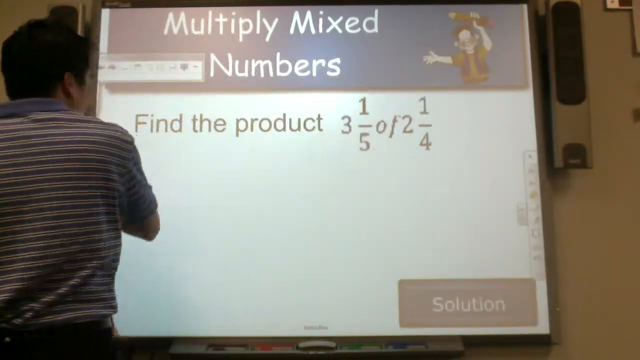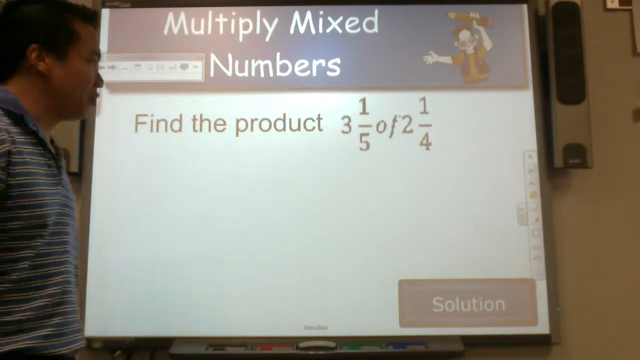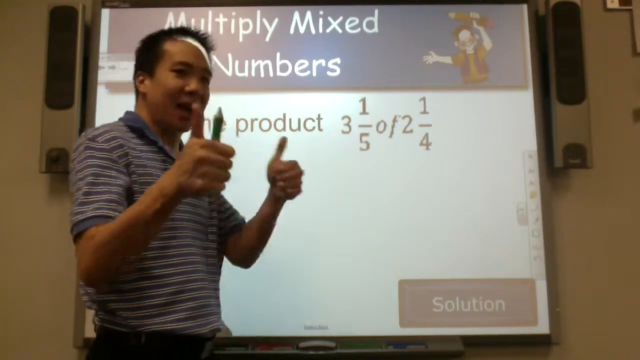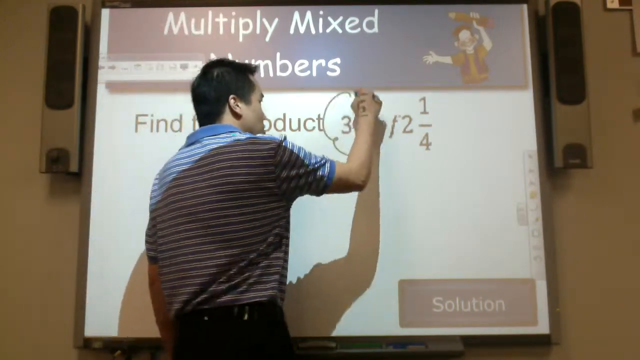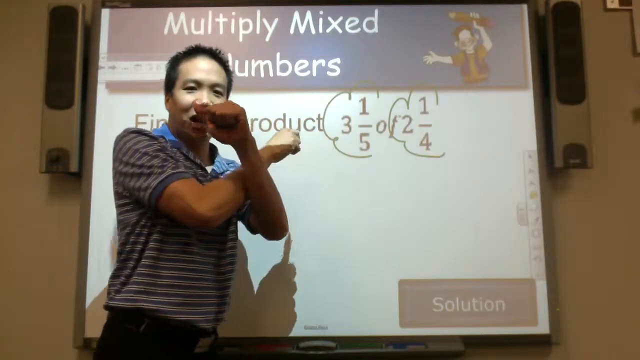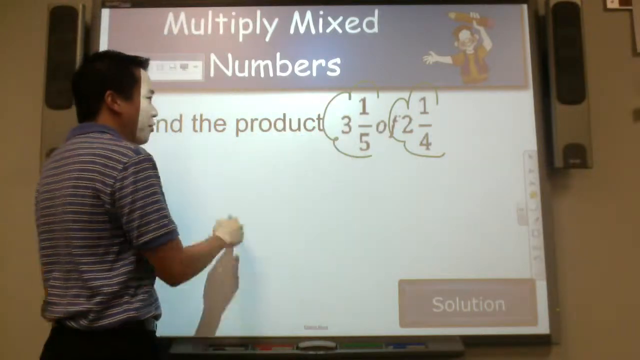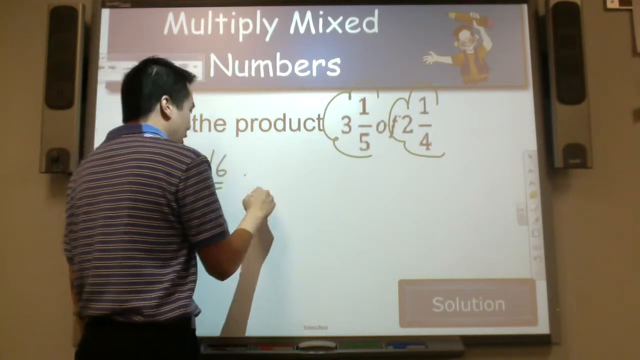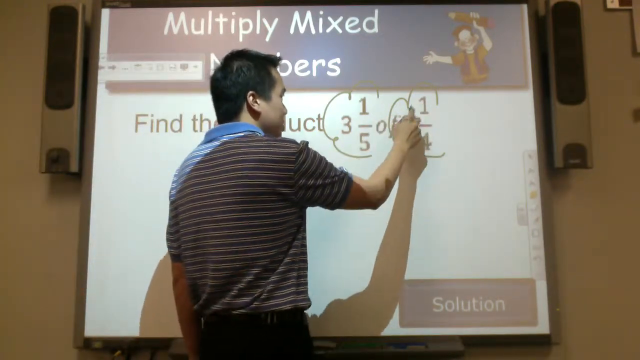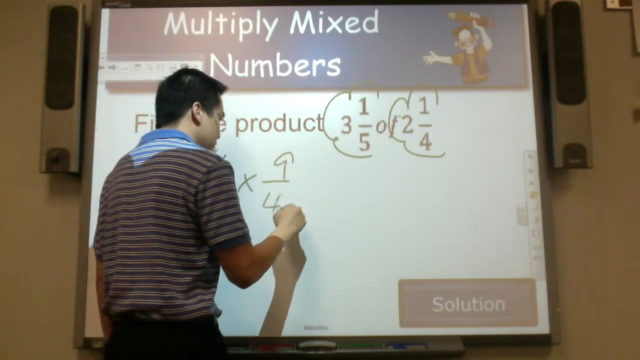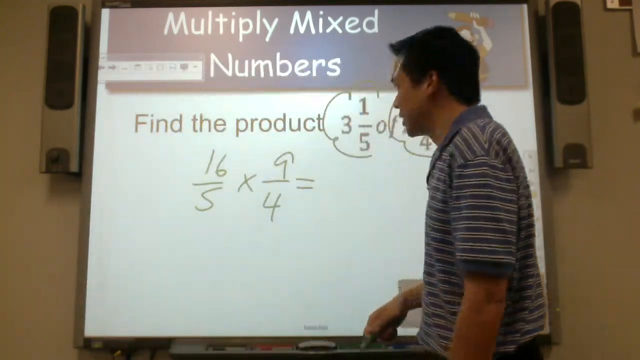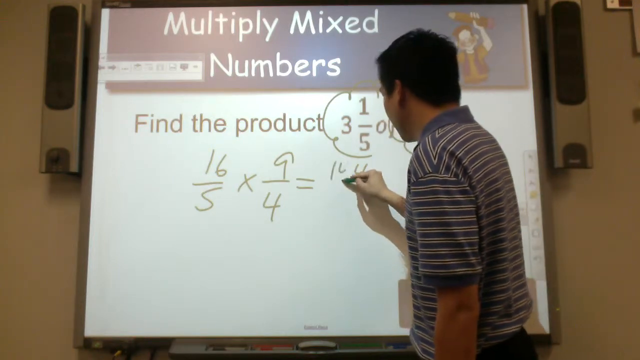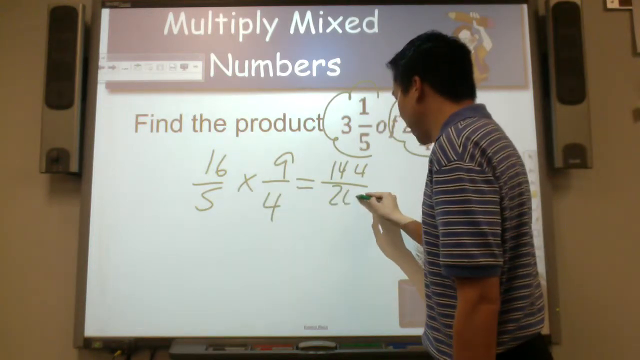All right, let's try another example. 3 and 1/5 of 2 and 1/4. Multiply mixed numbers. That's okay. Turn these to fractions and times away. So 3 and 1/5: 5 times 3 is 15, plus 1 more is 16/5, times 2 and 1/4. 4 times 2 is 8, plus 1 is 9/4. So 16 times 9 is 144. 5 times 4 is 20.